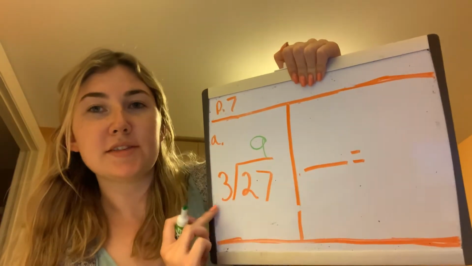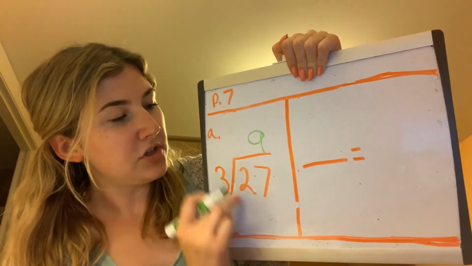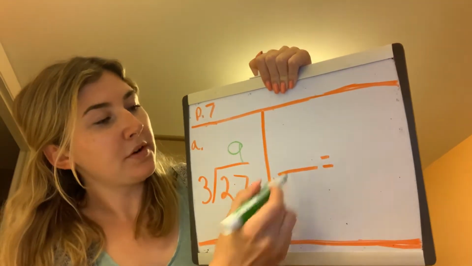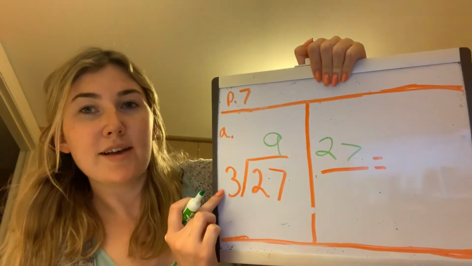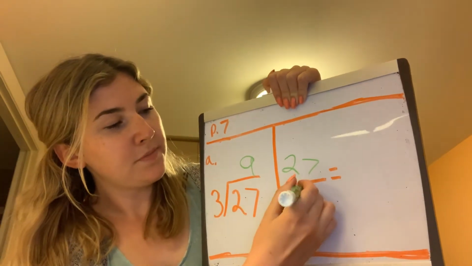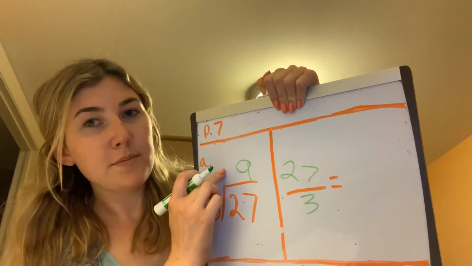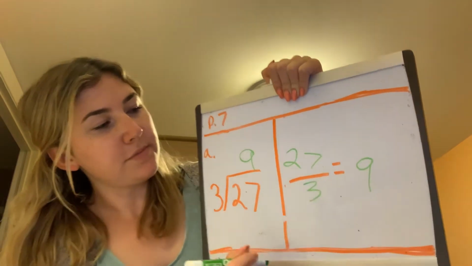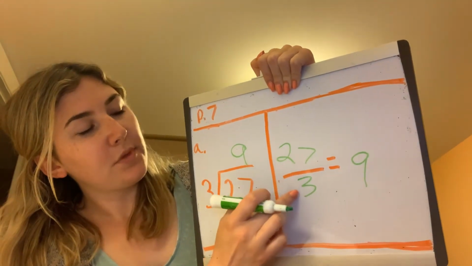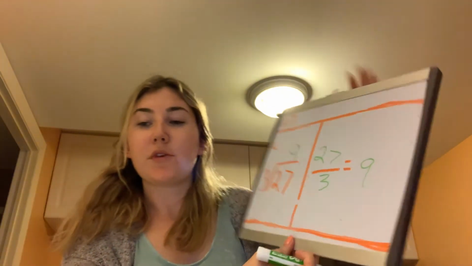And now we have to put this as a fraction. Now we know that the number underneath the division line is always our top number. So 27 will go here. The number at the side is the bottom number, as that's what we're dividing by. And the number on top will be the answer as a fraction as well. So we have 27 over 3 equals 9. So you can do this for B and C and come back for part 8.